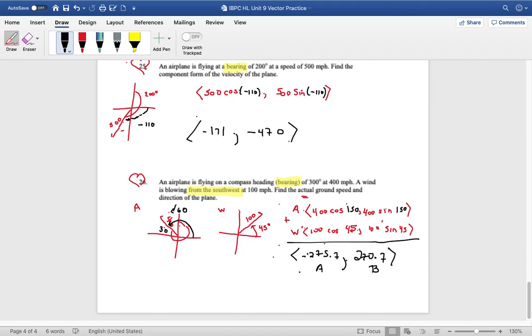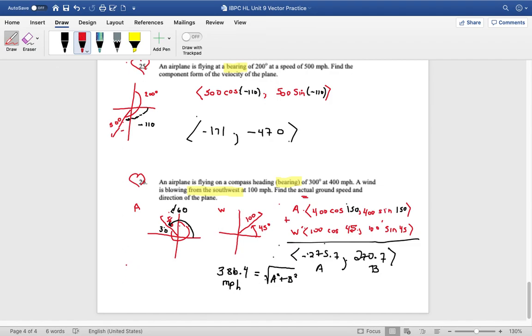Then I did the magnitude, so on my calculator, I did the square root of alpha A squared plus alpha B squared, and I got 386. And what am I in? Miles per hour, right? Am I done with the question? I don't think so. They asked me about the actual direction of the plane.